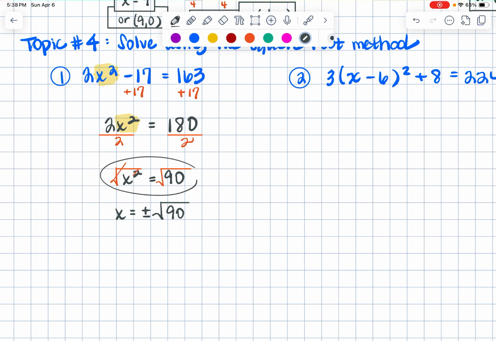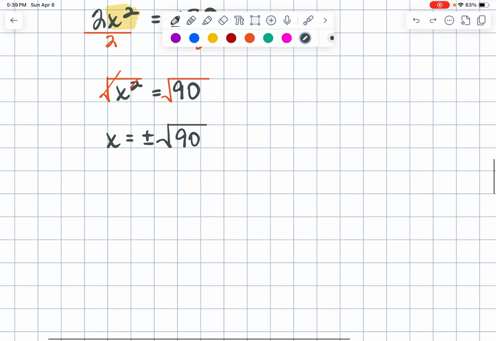Because remember, this is asking us what number squared gives us 90. Well, there's a positive number that we can square to get 90, but there's also a negative number that we can square to get 90. So you're responsible for accounting for that. Now you're also responsible for seeing if you can simplify the square root of 90. Now that's clearly not a perfect square. You can try to type that in your calculator, but it's irrational, meaning if you type it in your calculator, it is a never-ending decimal that goes on forever and ever and ever. And we don't want to round that, right?